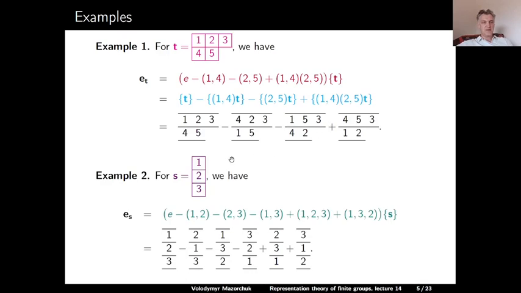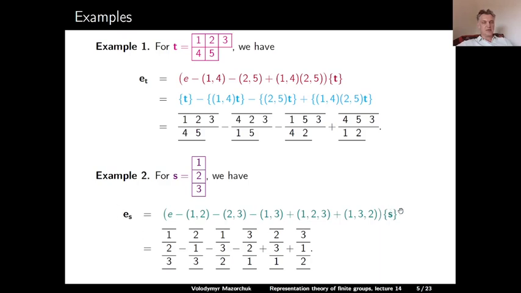Here is the second example. Let us take the Young tableau S of shape (1,1,1), with 1 in the first row, 2 in the second row, and 3 in the third row. Then the column stabilizer of this S is the symmetric group S3, so the symmetric group of the elements 1, 2, and 3. It has 6 elements: the identity, which is even, 3 transpositions, (1 2), (2 3), and (1 3), which are odd, so they will come with sign minus, and 2 three-cycles, (1 2 3) and (1 3 2). So they are even, they come with plus signs.